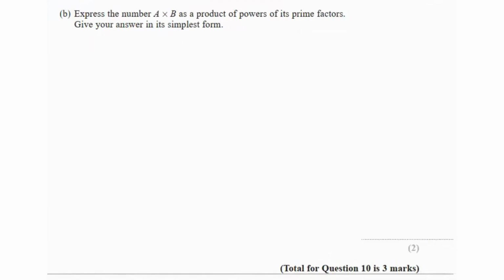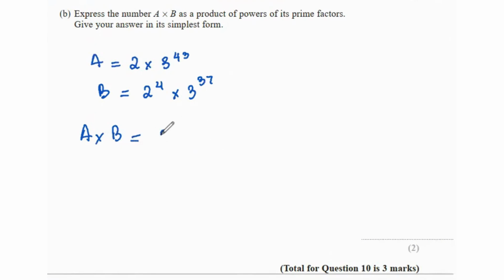Now for part B, it says express the number A times B as a product of powers of its prime factors. So A is 2 times 3 to the power of 43. B is 2 to the power of 4 times 3 to the power of 37. So A times B is going to be 2 times 3 to the power of 43 times 2 to the power of 4 times 3 to the power of 37.